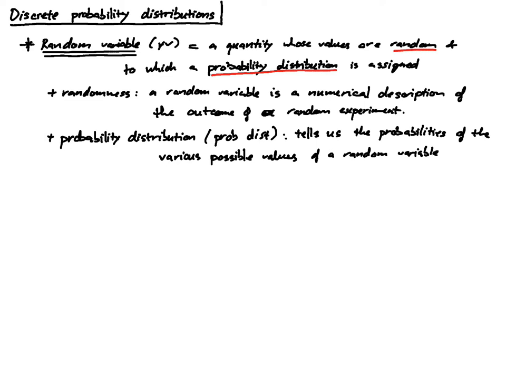Okay, so again, going back to the die rolling example, we know that the probability that we get a 1, 2, 3, 4, 5, or 6 is 1 over 6. Okay, so essentially the probability distribution tells us those probabilities.